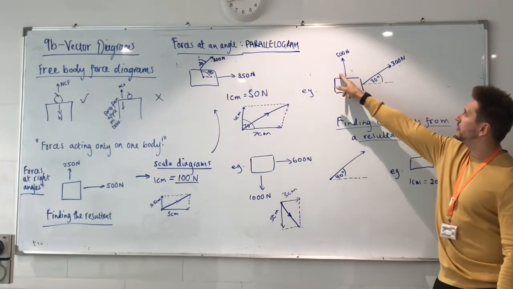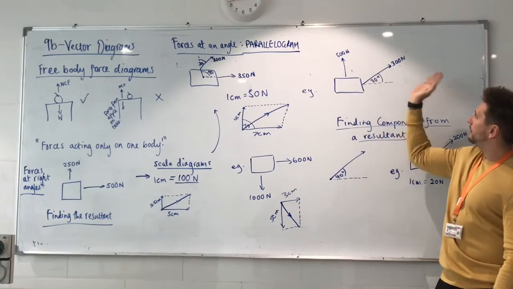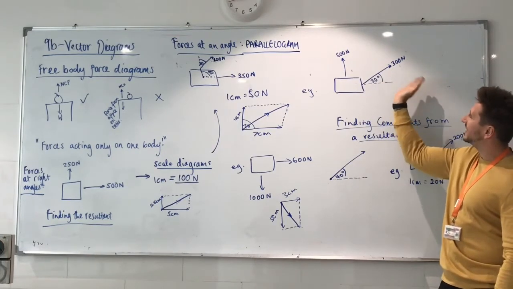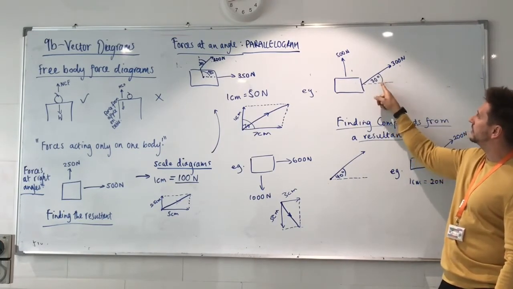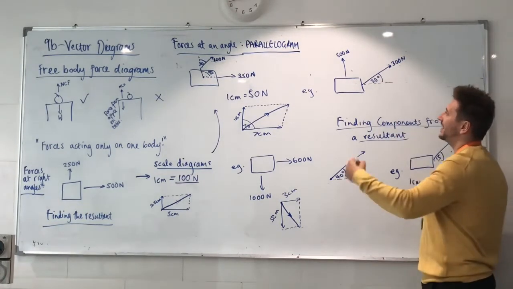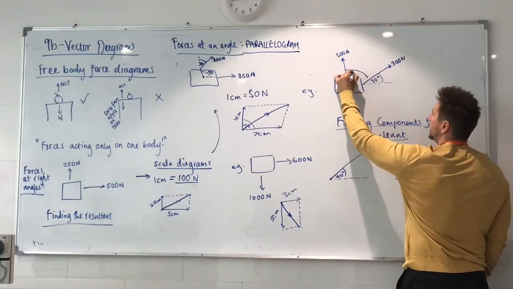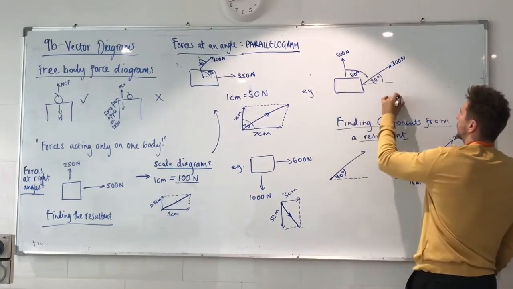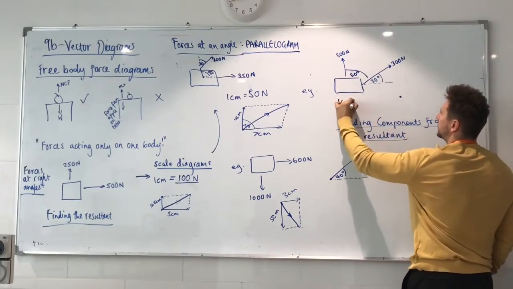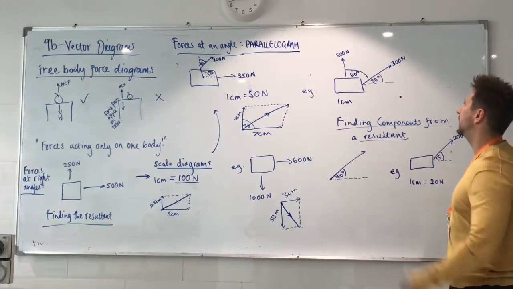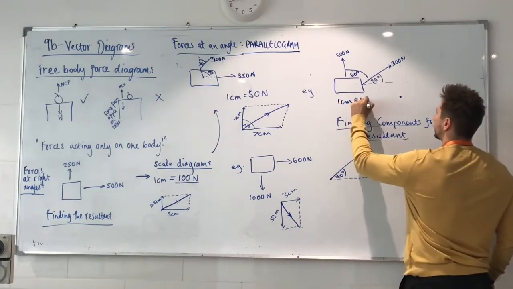We've got a 500 Newton force vertically up. We have 300 newtons, which is slightly inclined to the horizontal, 30 degrees above. Again, the angle between them is not 30. The angle between them is actually 60 degrees. So choose a scale. 1 centimeter here could be, let's go 100 newtons.